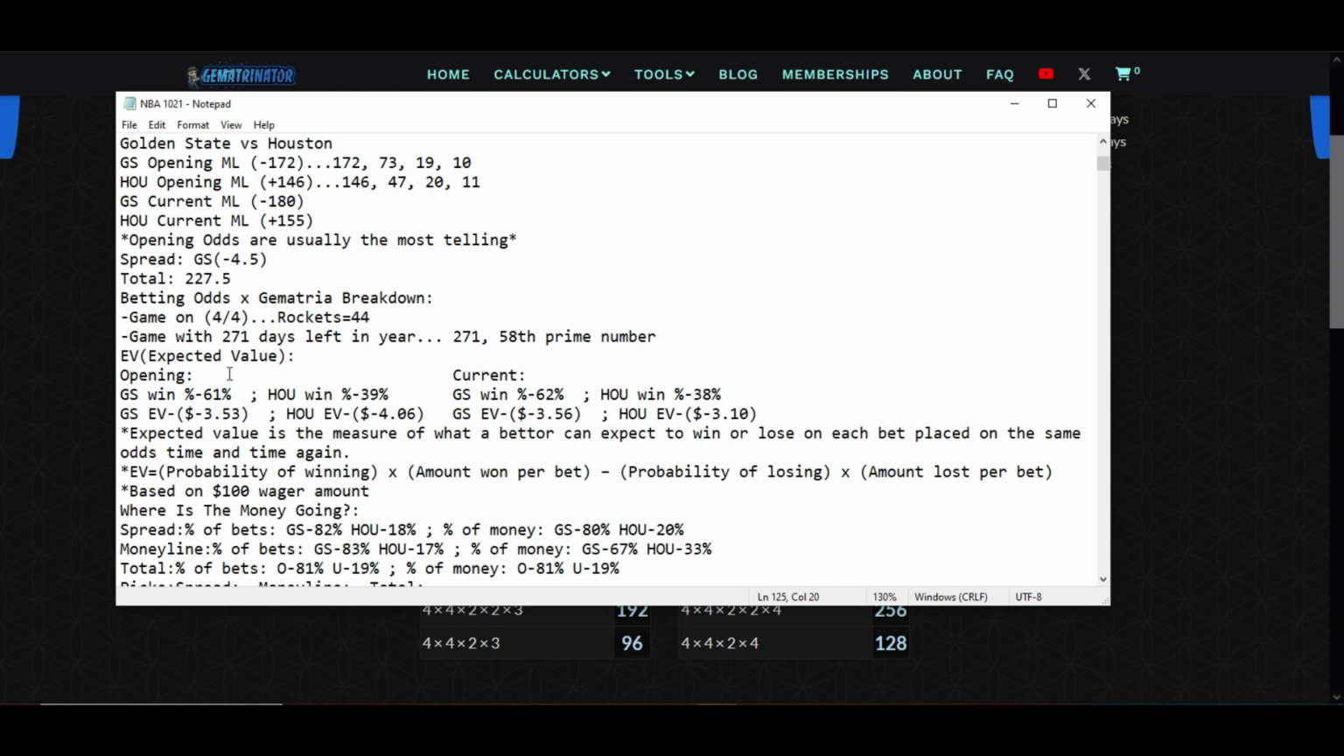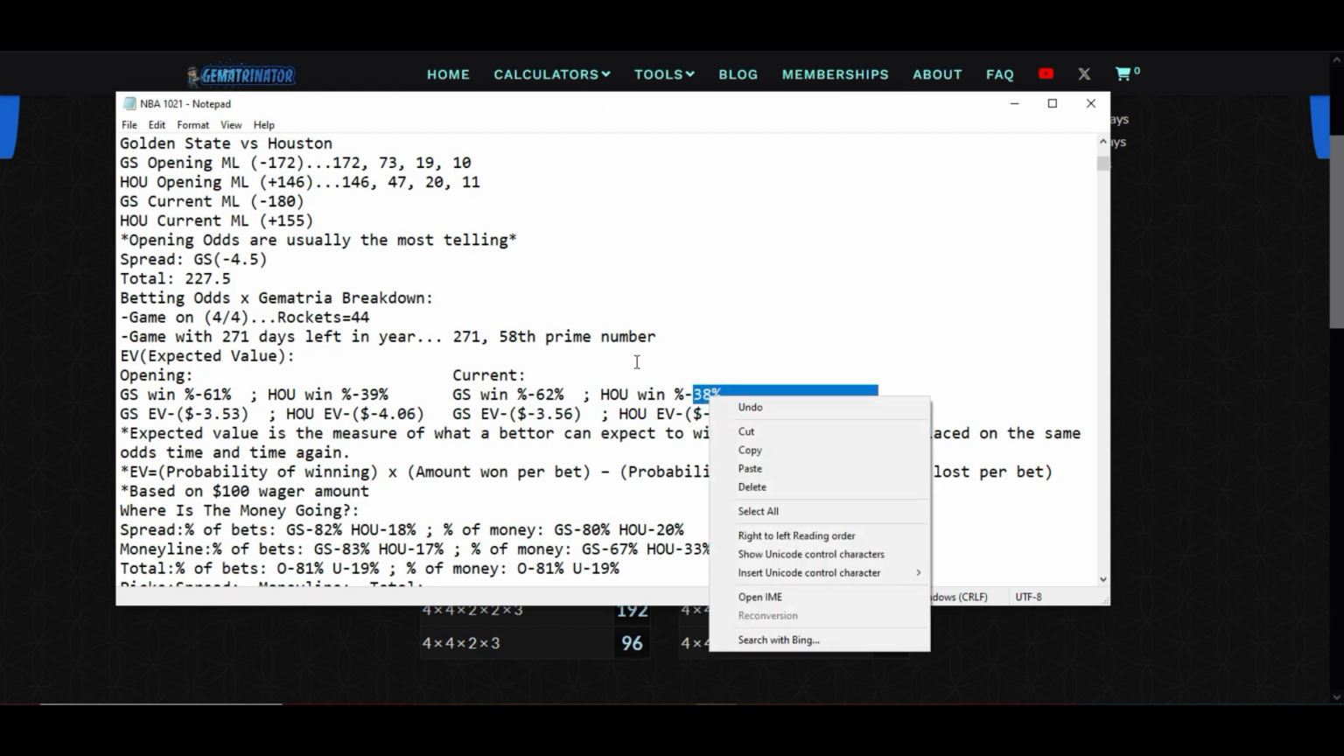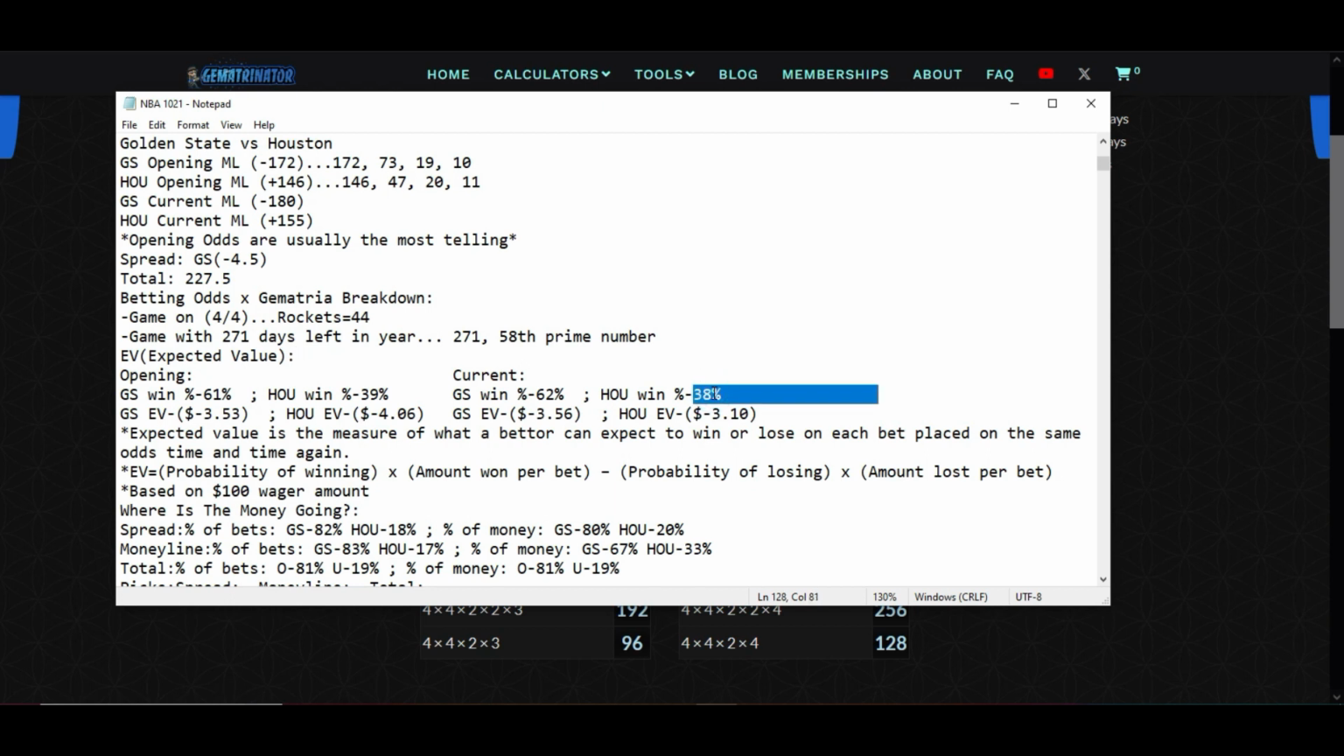All right, percentage of expected value. Opening win percentage for the Warriors, 61%, based off this 172 and 146. 39% going to Houston. Currently it is 62, gone up 1. Houston went down 1. Rockets went up, I mean. Warriors went down a few cents. Not bad, you're losing an extra just 3 cents here based off this value. Of course, that'll change sporadically up until game time. This is right before it. And yeah, we're going to go over where the money is going now.